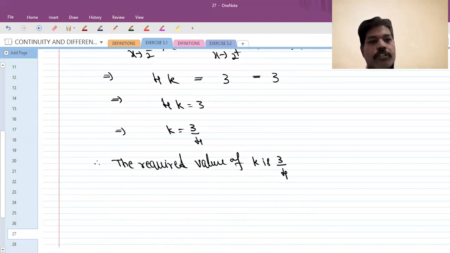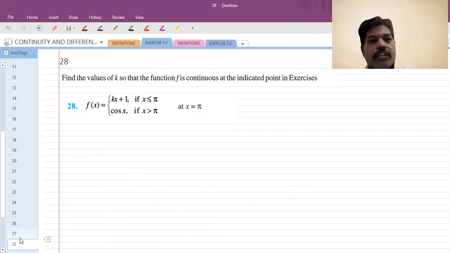See the next question. What is the next question? Find the value of k so that the function f is continuous at the indicated point, that is, at x equal to pi. F of x is equal to kx plus 1 if x is less than or equal to pi, and cos x if x is greater than pi. They are asking for the k value.